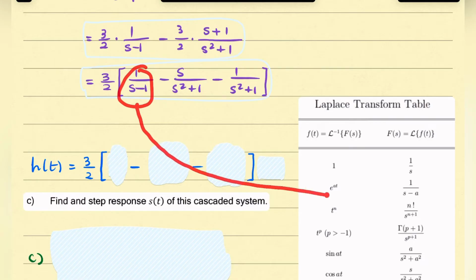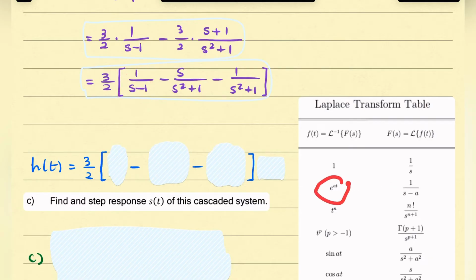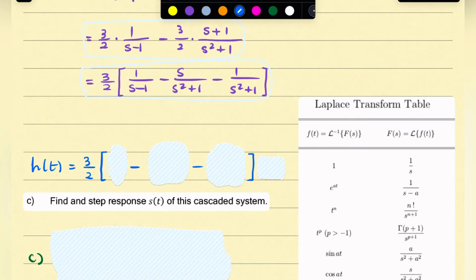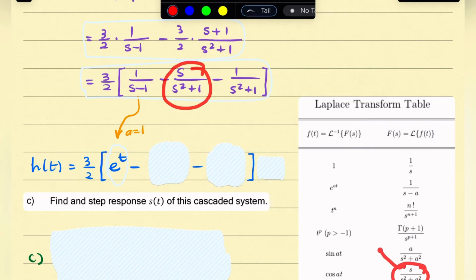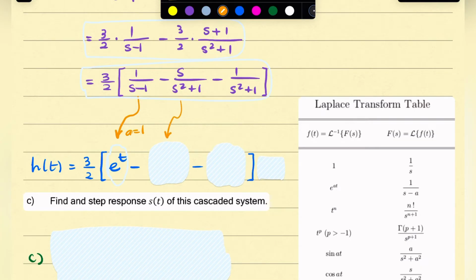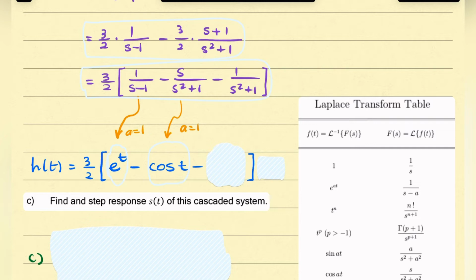So this looks like it's right there. So that's e to the at, where a will be equal to 1. So that's your first term. And your second term looks like it's a cosine there. And again, a is equal to 1. So that's a cosine term with a equal to 1. And this looks like it's a sine term, again, with a equal to 1.